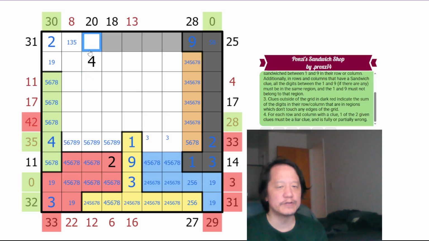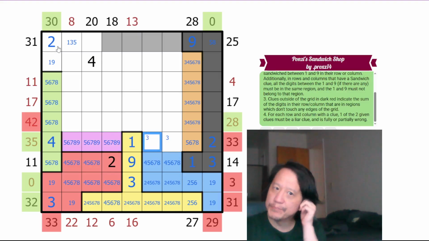Because if these were 2 separate regions touching the edge of the grid, then that would mean there's only one region here that is not touching the edge of the grid, and that would need to contain 28. You have to contain 35, which is obviously not going to work. So these cannot be touching the edge of the grid, and they cannot connect to orange. So we're going to mark that as pink.